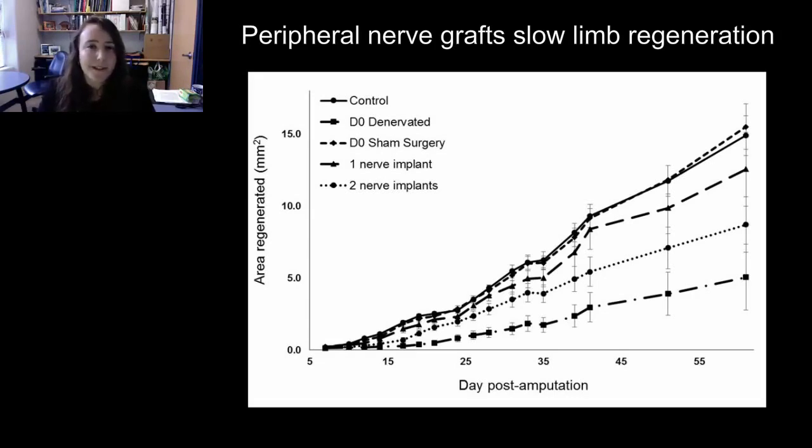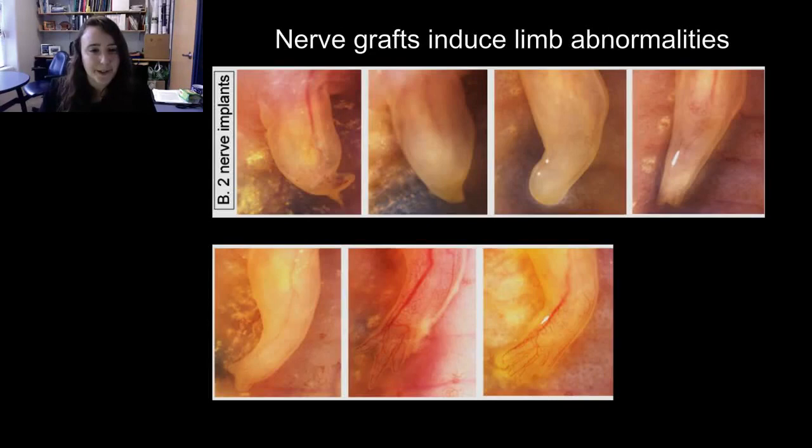So what we can say here is, once again, yes, there's some sort of activity coming from these damaged nerves that is in some way interfering with normal regeneration. And it really does interfere, which I'm going to show you here. So these are what the limbs that received 2 nerve implants look like. Remember, they're receiving damaged nerves that are giving off something, we're not sure what.